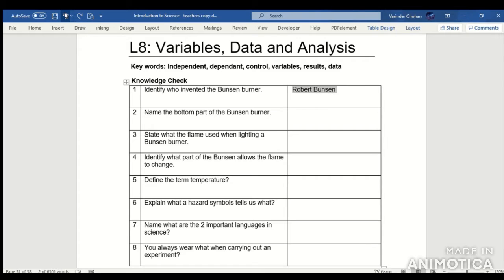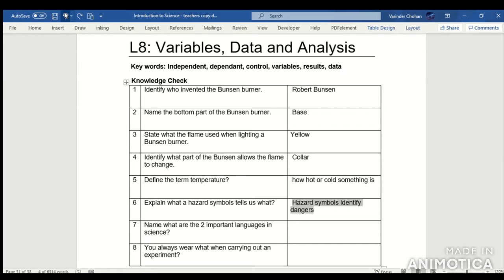Question 1. Robert Bunsen invented the Bunsen burner. Question 2. The bottom part of the Bunsen burner is the base. Question 3. A yellow flame is used to light the Bunsen burner. Question 4. A collar controls the flame. Question 5. Temperature is how hot or cold something is.